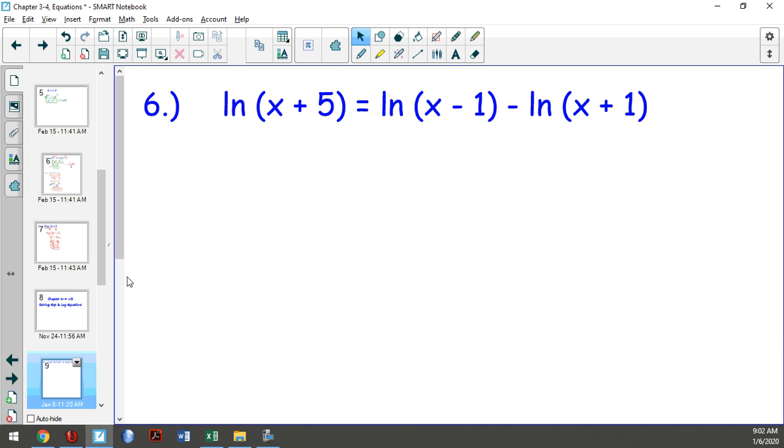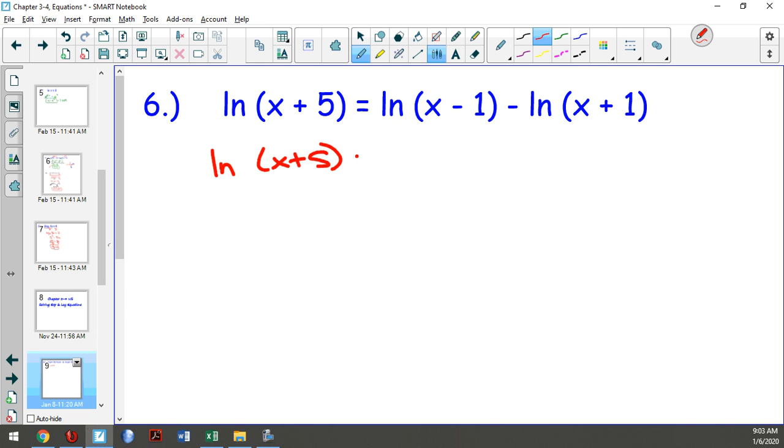I can't cancel out my logarithms unless it's 1 natural log equals 1 natural log. So what I have to do on my right-hand side is condense that down into 1 logarithm. In log world, those 2 logs are attached by subtraction. So what does that mean in log world? Division. So what we're actually going to have here is the natural log of x plus 5 is equal to the natural log of x minus 1 over x plus 1. Do we all see that, yes or no?